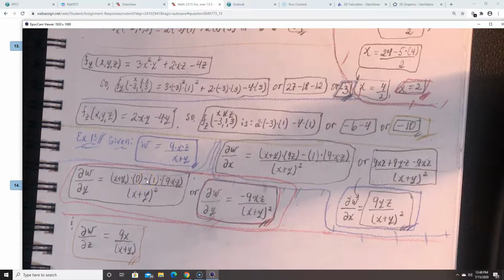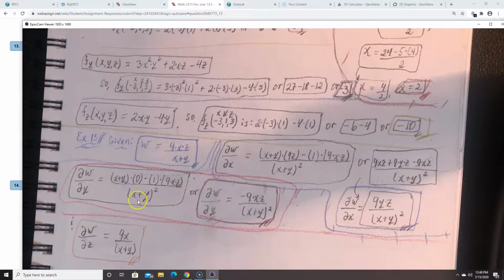Subtraction always, times the derivative of the original denominator with respect to y. So the derivative of x by itself would be 0, and the derivative of y with respect to y would be 1, so you'd get 0 plus 1, which is just 1, right there, times the original top, which is the 9xz. So that's the derivative of w with respect to y.